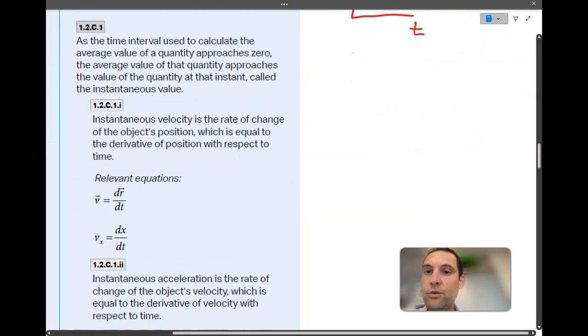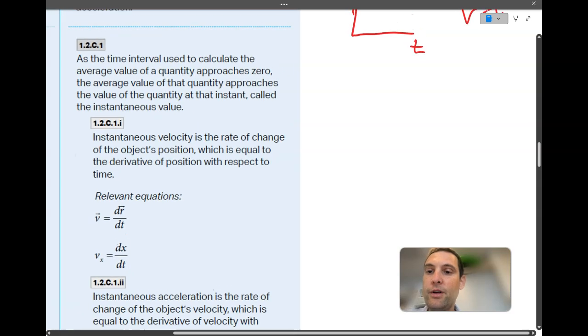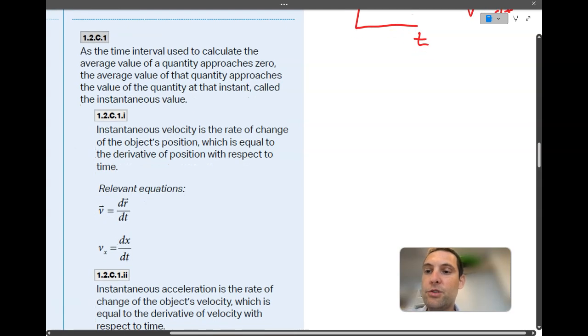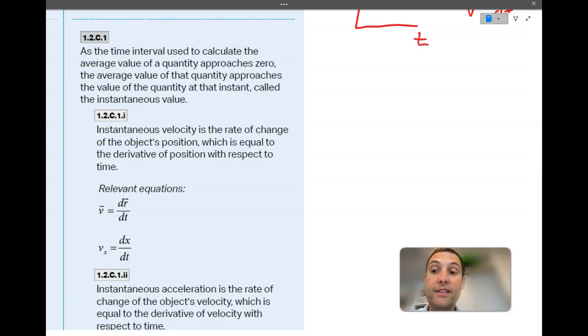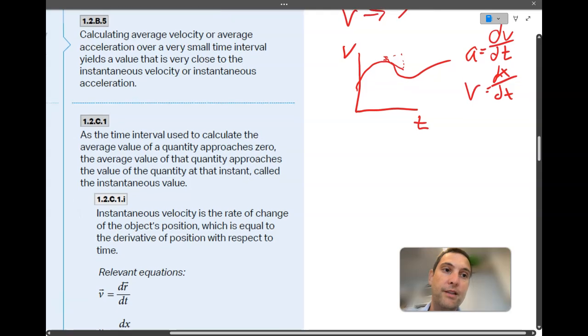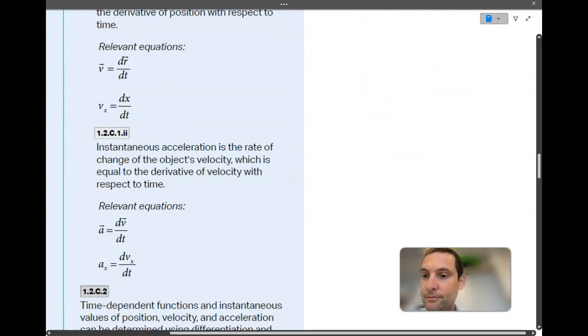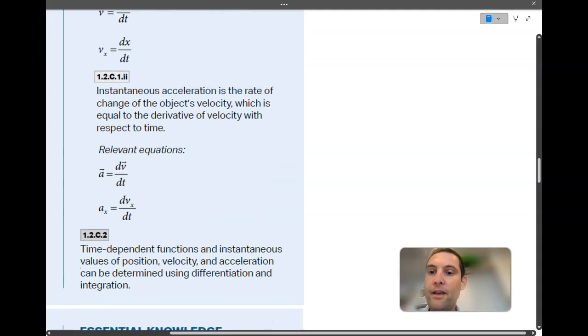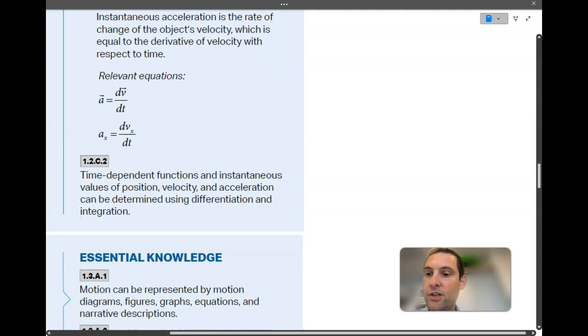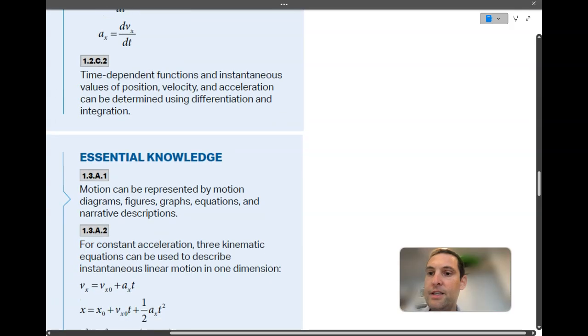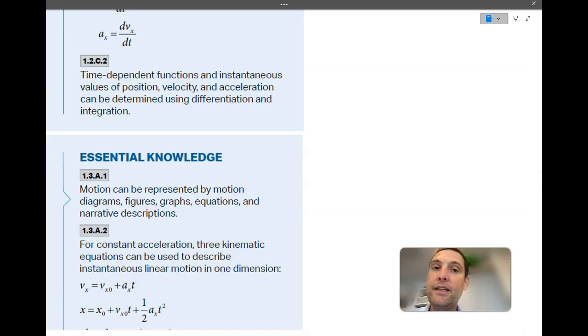As the time interval used to calculate the average value of a quantity approaches 0, the average value of that quantity approaches the value of the quantity at that instant, called the instantaneous value, like the instantaneous acceleration or velocity. Instantaneous acceleration, just talked about. Time-dependent functions and instantaneous values of position, velocity, and acceleration can be determined using differentiation and integration.